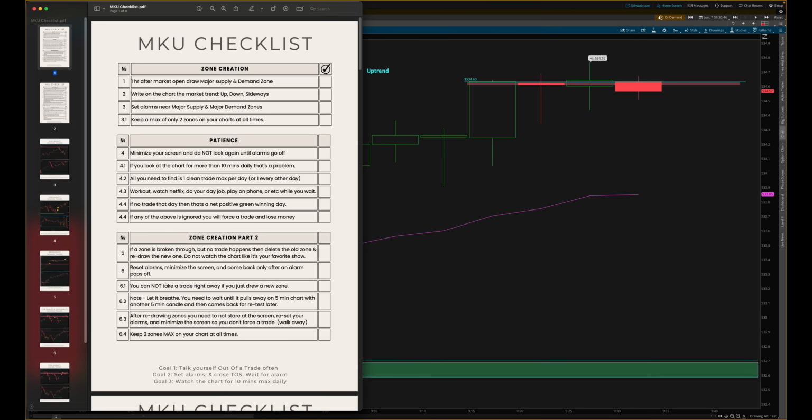So next thing, this is a little tip. Any ones that have point 1, point 2, point 3, etc., those are just little tips. So you've got to keep in mind, keep a max of only 2 zones in your chart at all times.